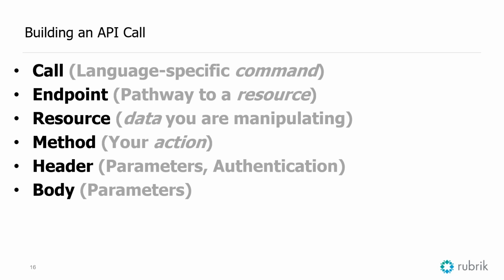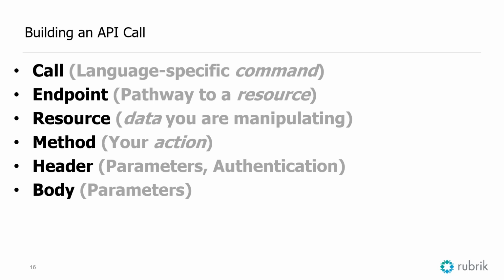Now the method is what you want to do, right? So I alluded to getting data. So you might say, I want to get the state of the virtual machine's power state, and then the resource you get back is on, right? So a method could be GET, PUT, POST, DELETE, that kind of jazz. It's the action or the verb in the sentence. And then there's two that are a little bit weirder. I'll just say that call, endpoint, resource, and method are pretty much uniform across every single API you're going to find. They all have these things. They're not optional. You gotta have them somewhere in there.